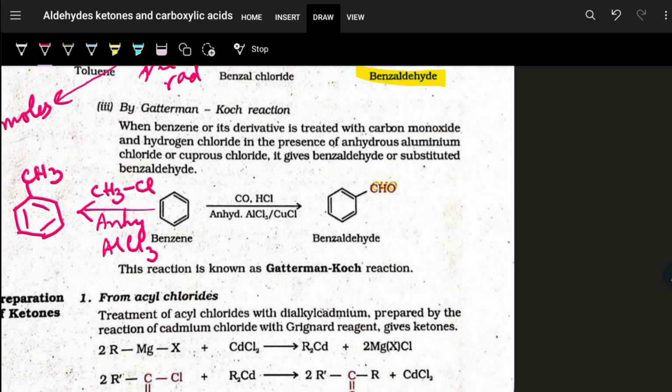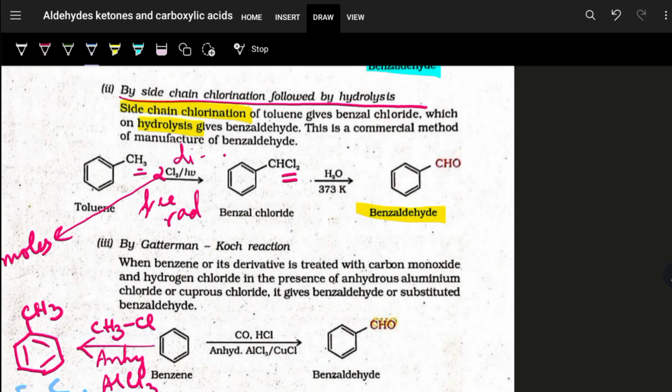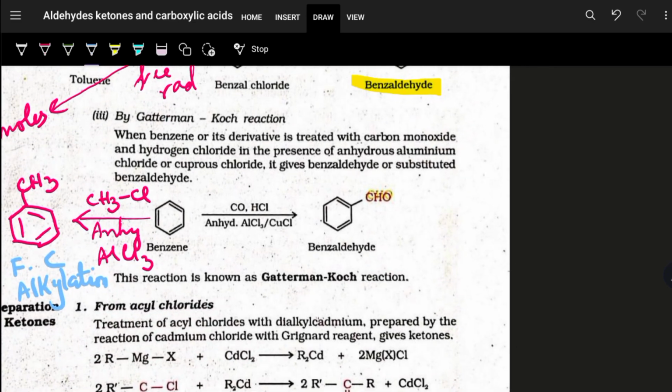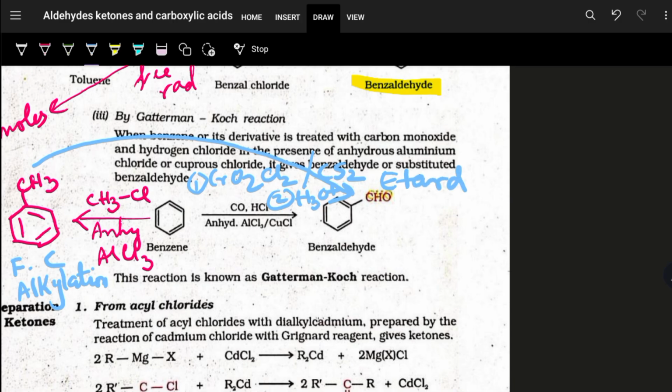What is the name of the reaction? It is Friedel-Crafts alkylation. And once you have got toluene, I told you 3 methods are there, but you use Etard reaction. CrO2Cl2 in presence of CS2 followed by hydrolysis. So what will I do? From here to here, I will write number 1 condition, CrO2Cl2, chromyl chloride in a non-polar medium CS2 followed by H3O plus hydrolysis, which is Etard reaction. So you can obtain benzaldehyde by this method as well.